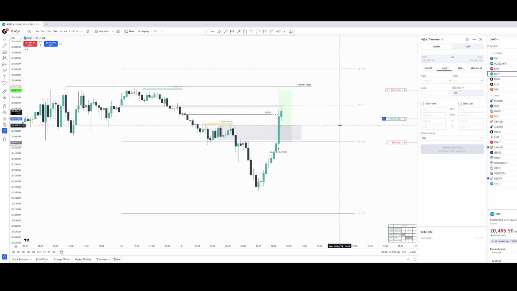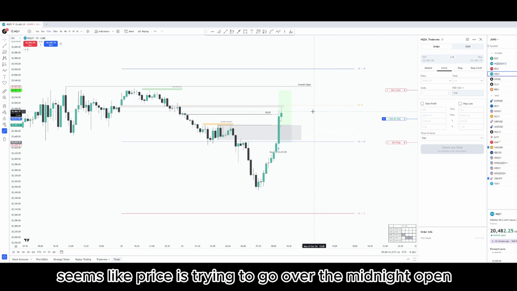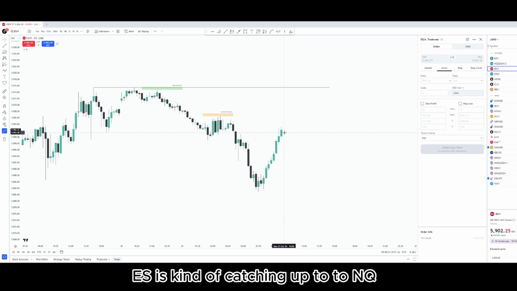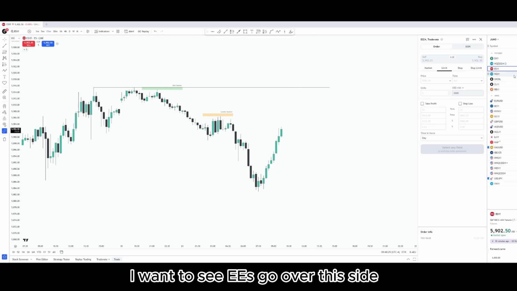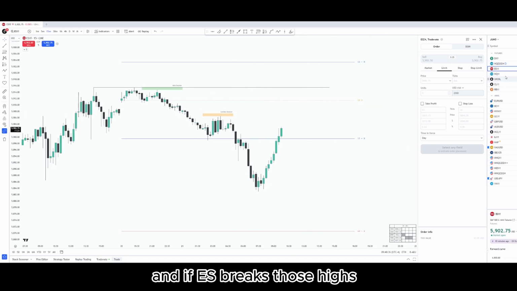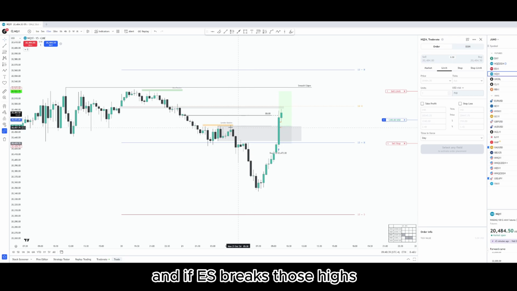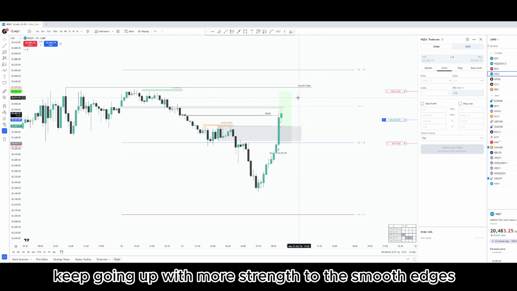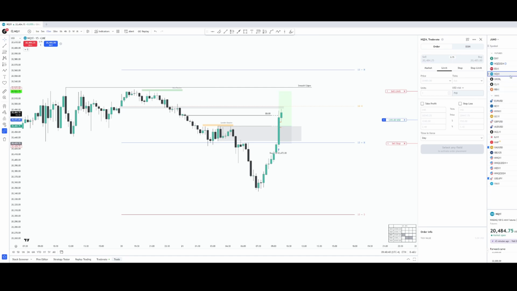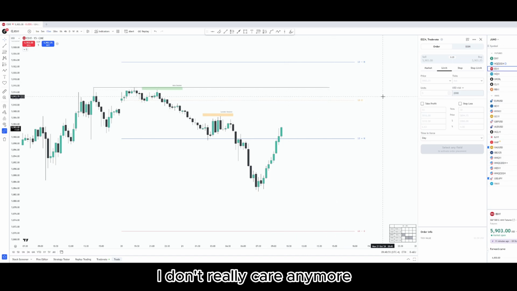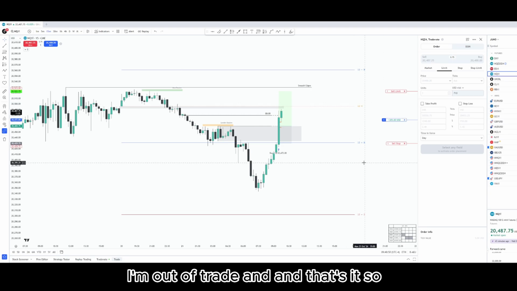Okay, seems like price is struggling to go over the midnight open. ES is kind of catching up to NQ. I want to see ES go over these highs to kind of break the SMT that we have right now with London session highs. And I think if ES breaks those highs, that opens up the door for NQ to keep going up with more strength to the smooth edges. And as I said, if we create SMT on these highs, I don't really care anymore. I'm out of the trade and that's it.